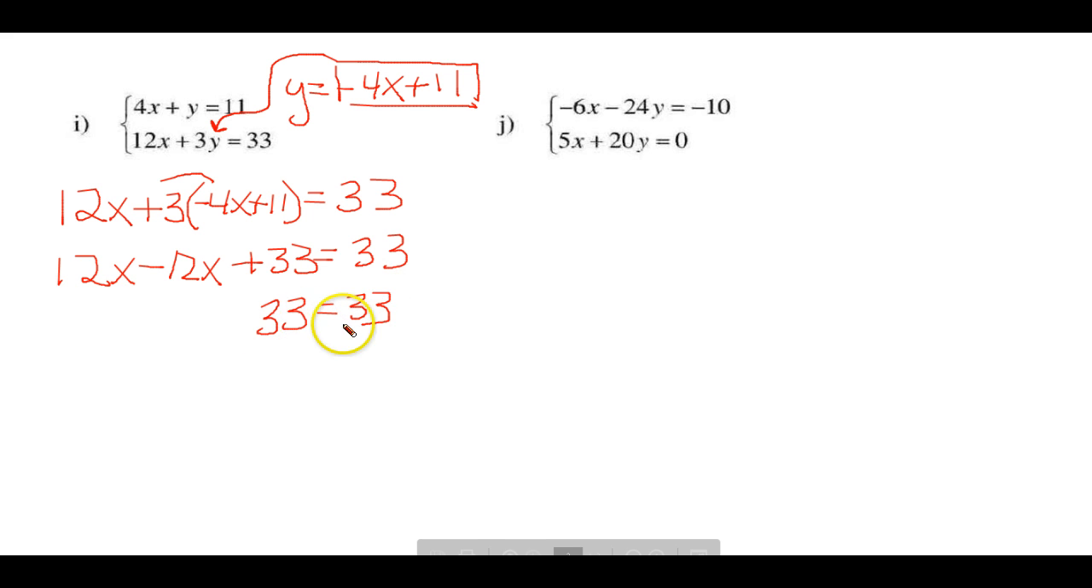Now, is that a true statement? Yes. We had said when you end up with a true statement, these equations are actually the same. And therefore, the answers would be whatever is for one is for the other. So there's an infinite number of answers.